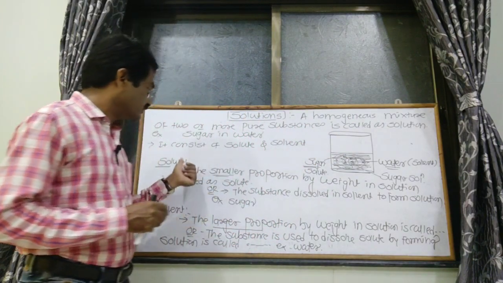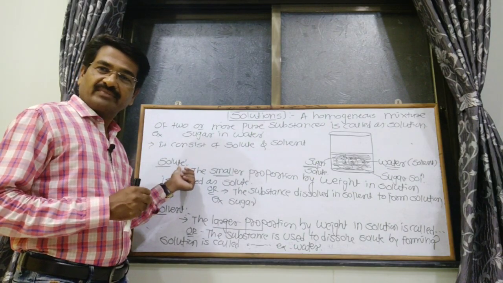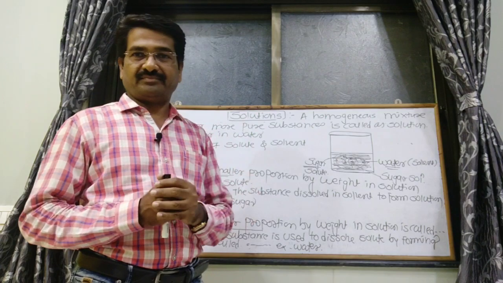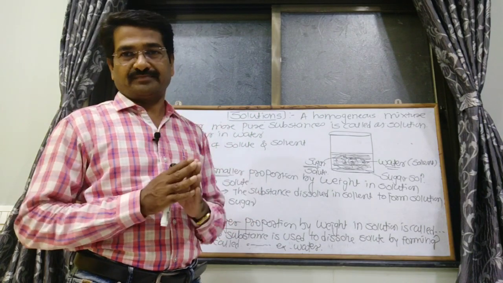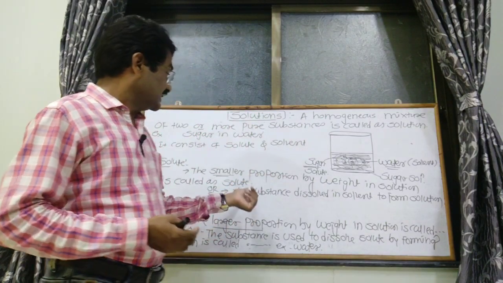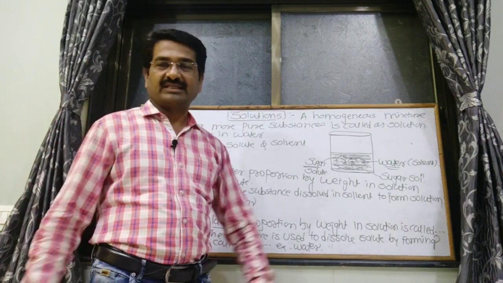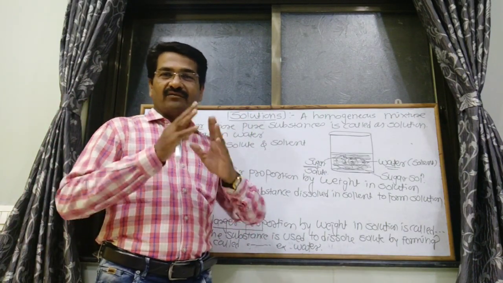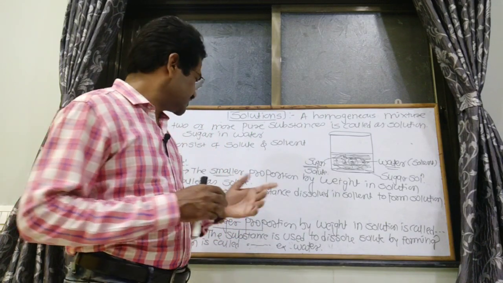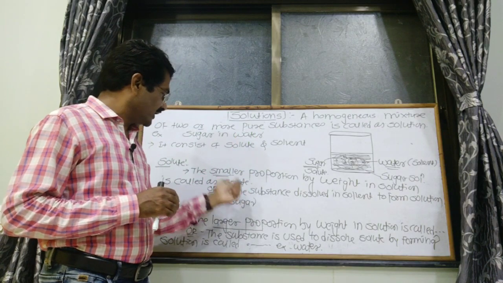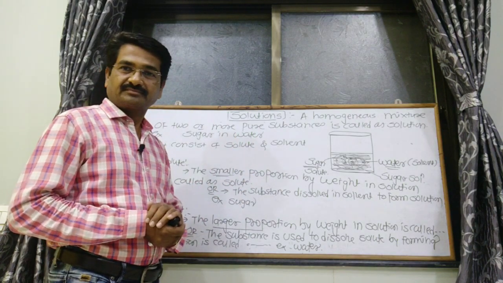What about the solute? Solute means what? In a solution, the smaller proportion by weight is called the solute, or the substance dissolved in the solvent. The substance dissolved in the solvent to form the solution is called the solute. In the given example, the sugar is the solute.